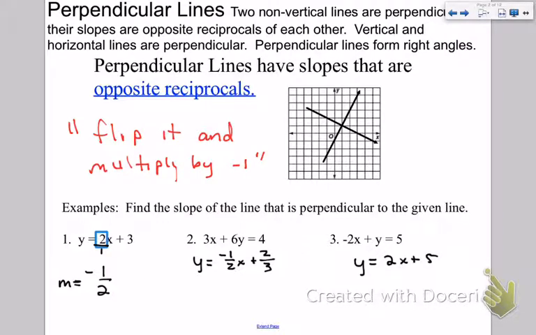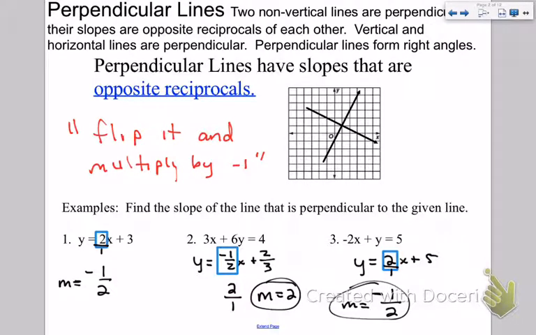So going back to number 2, find the slope. We got to flip it. So negative 1/2 is negative 2 over 1. And then multiply it by negative 1, so this changes to a positive. 2 over 1 reduces to 2, so our slope here is 2. Number 3, find the slope. Flip it, that's really 2 over 1, so I flip it to 1 over 2 and multiply it by negative 1. Alright, I would like you to do the U-try on the next page.